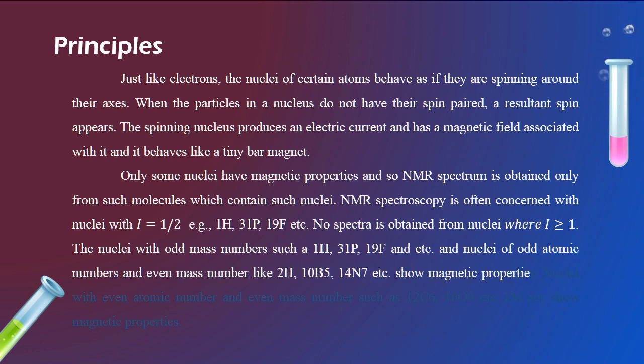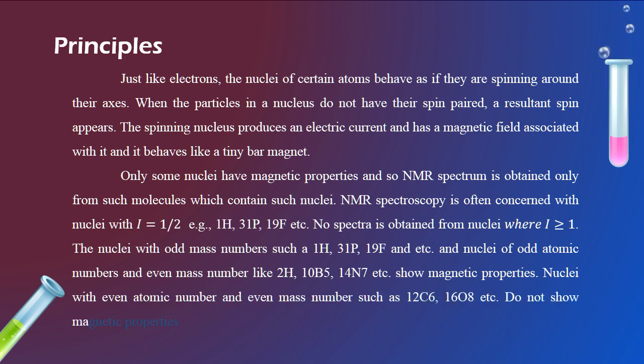No spectra are obtained from nuclei where I is greater than or equal to 1. The nuclei with odd mass numbers are such as hydrogen 1, phosphorus 31, fluorine 19, and so on. You should know that nuclei of odd atomic number and even mass number show magnetic properties, but nuclei with even atomic number and even mass number don't show magnetic properties.